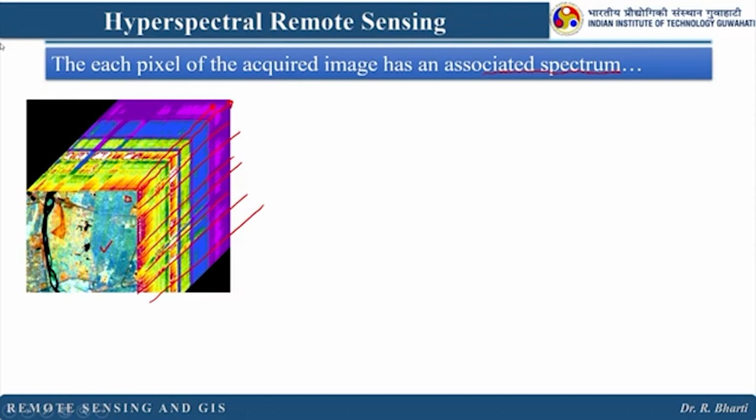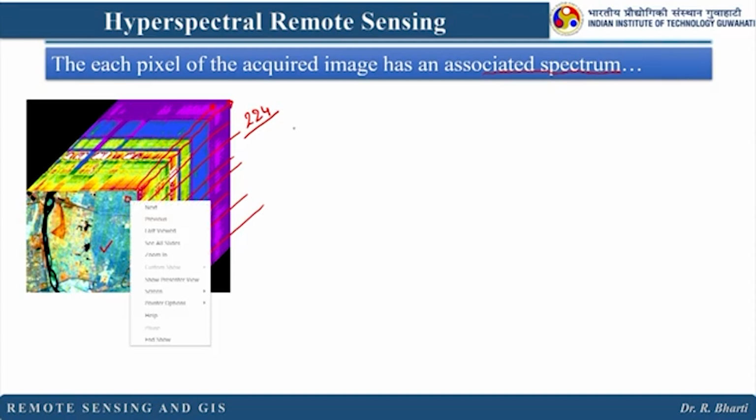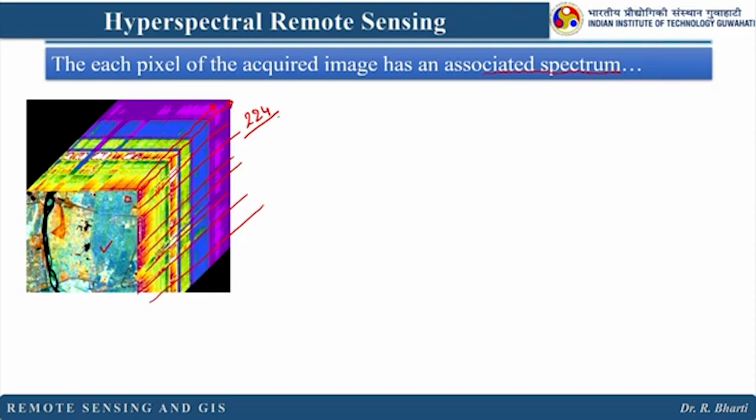Hyperion is a hyperspectral sensor. So, if you are using a Hyperion image, what will happen? You will have 224 image bands. So, for each pixel you will have at least 224 values across the wavelength, starting from 0.4 micrometer to 2.5 micrometer.